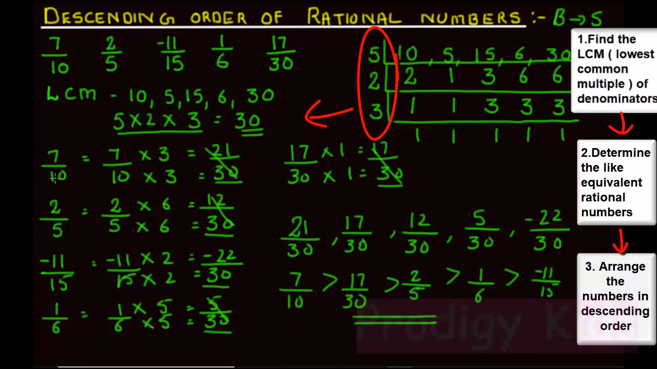Now we need to get the denominators correct. So 7 by 10 into 3 by 3 gives 21 by 30. 2 by 5 gives 12 by 30. Negative 11 by 15 gives negative 22 by 30. 1 by 6 gives 5 by 30. Finally, 17 by 30 stays 17 by 30. And thus we arranged all of them in descending order.